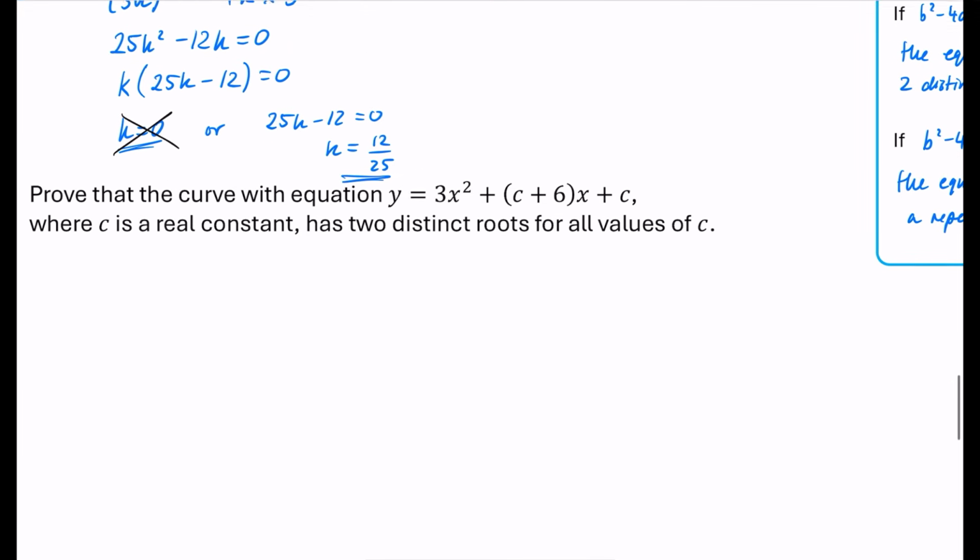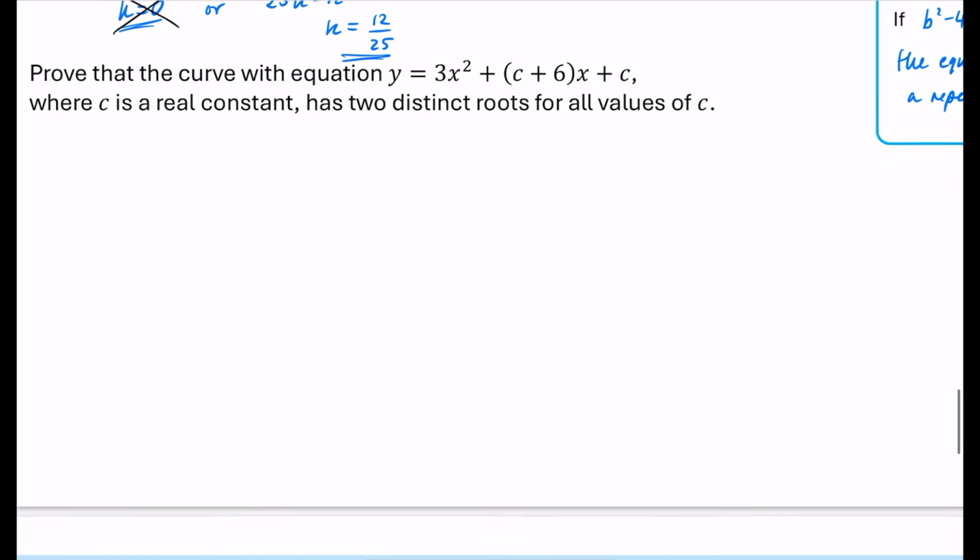Okay, we're going to look at one more thing with the discriminant. It says prove that the curve with the equation y equals 3x squared plus (c plus 6)x plus c, where c is a real constant, has two distinct roots for all values of c. Okay, well, two distinct roots, we know that that is going to be when b squared minus 4ac is greater than 0.